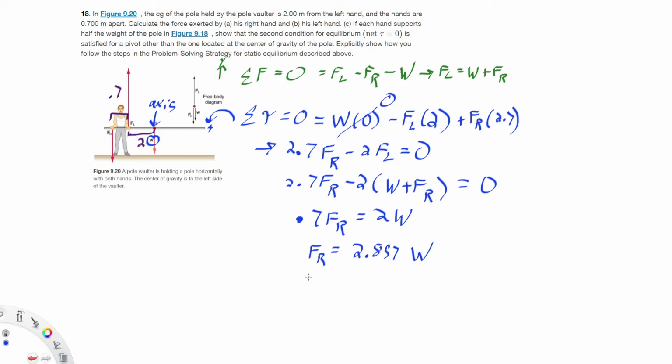And that must mean that FL is equal to weight plus FR, which is 3.857 weight. So the left hand has to exert a force that's almost 4 times bigger than the weight of the pole. In other words, this is a pretty inefficient way to hold a pole.